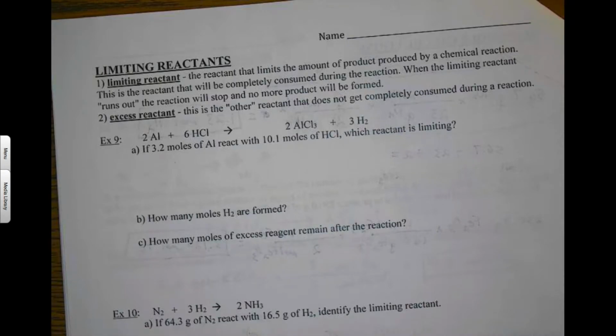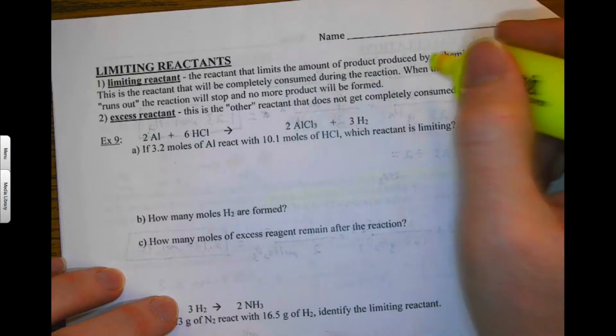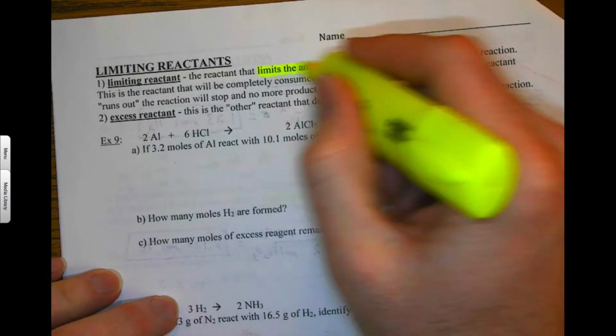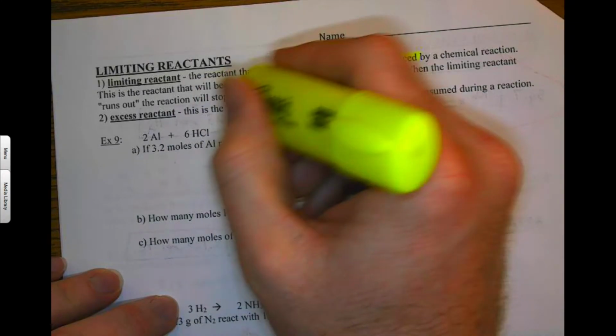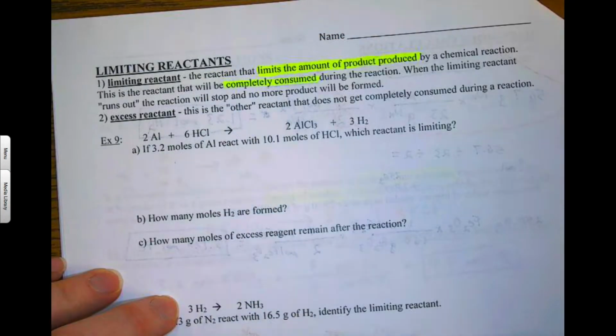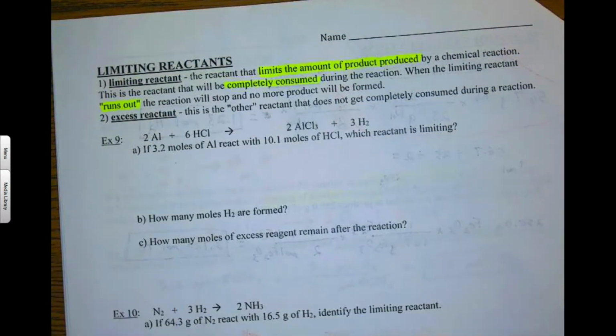So a limiting reactant is the reactant that limits the amount of product produced by a chemical reaction. This is the reactant that will be completely consumed during the reaction. When the limiting reactant runs out, the reaction will stop and no more product will be formed. The excess reactant is the other reactant that does not completely get consumed during a reaction, so you have some of it left over.